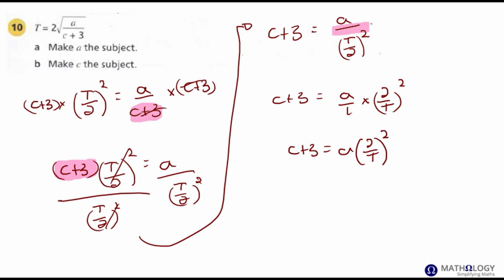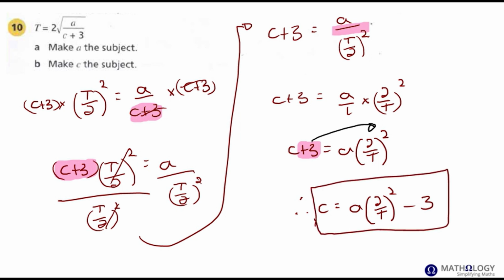And now this 3 over here is separate from c, so we can just move it across to the right. So therefore c equals a times 2 over t, all squared, minus 3. C is now the subject of the formula.